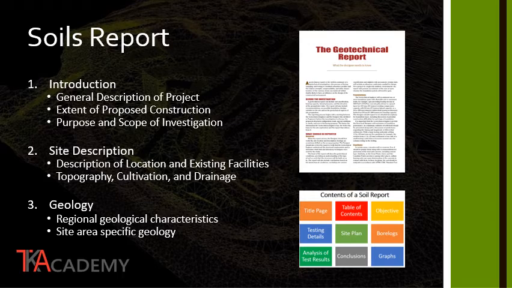The first part is the introduction. It includes the general description of the project, the extent of the proposed construction, and purpose and scope of the investigation. The second part of the soils report includes the site description. This will include description of the location of existing facilities. It will include the topography, cultivation, and drainage on the site. The third part is a review of the area geology, and it will include regional geological characteristics and site area specific geology.